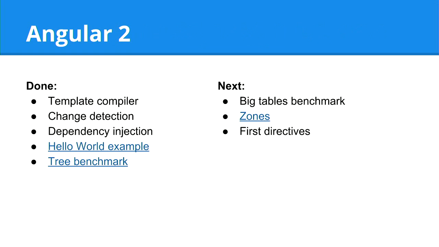We've made a lot of progress on Angular 2. We've gotten many of the core components completed. We have the template compiler, change detection, dependency injection, expressions, and a bunch of other pieces working together. And we've been able to actually string them into one piece and put together a Hello World example. And I've linked it from the slides. You can go check it out.